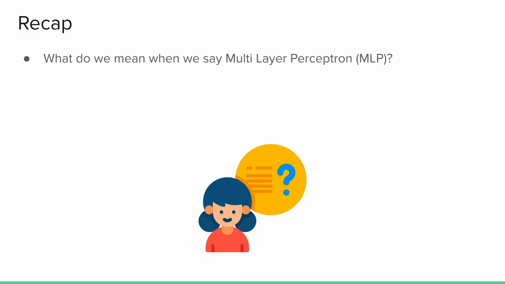But before we do that, let me quickly recap from last week's lecture. So what do we mean when we say multi-layer perceptron? Well, it's a neural network that is fully connected, where we have dense layers between each layer. So we have every neuron being connected to every other neuron of the previous layer.